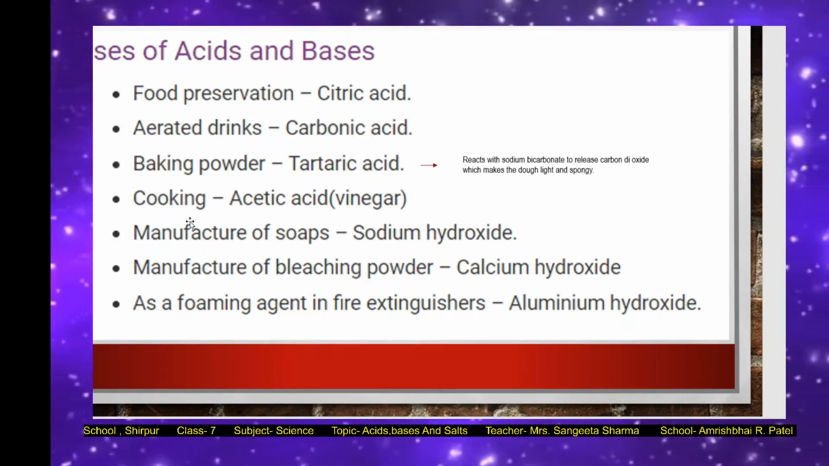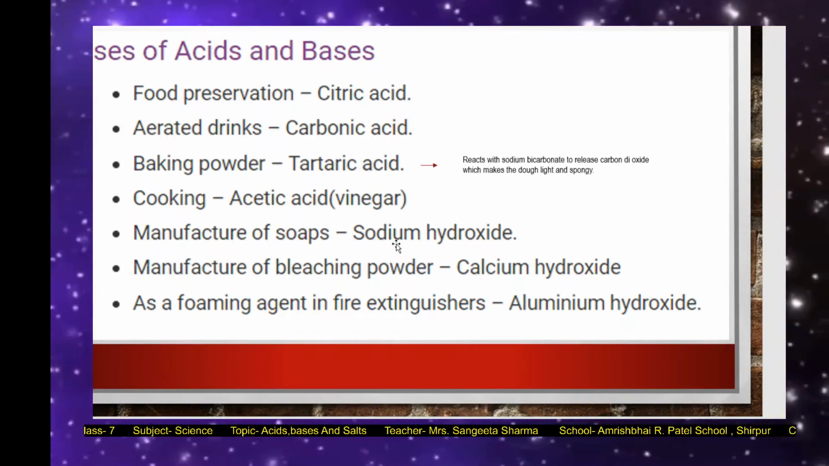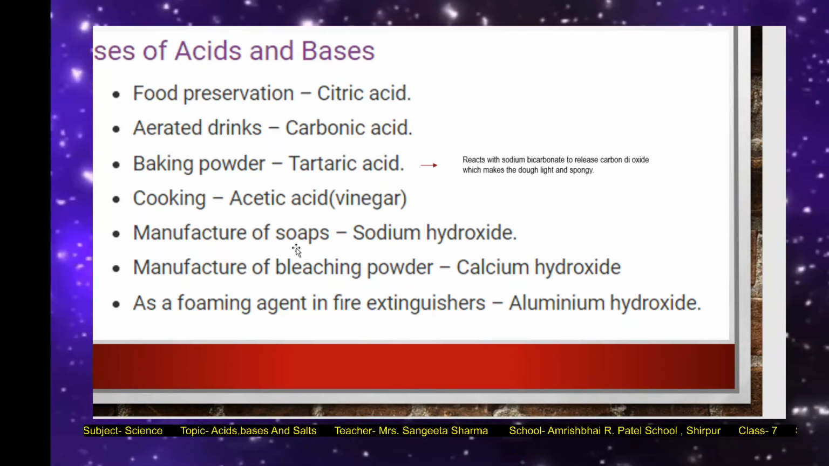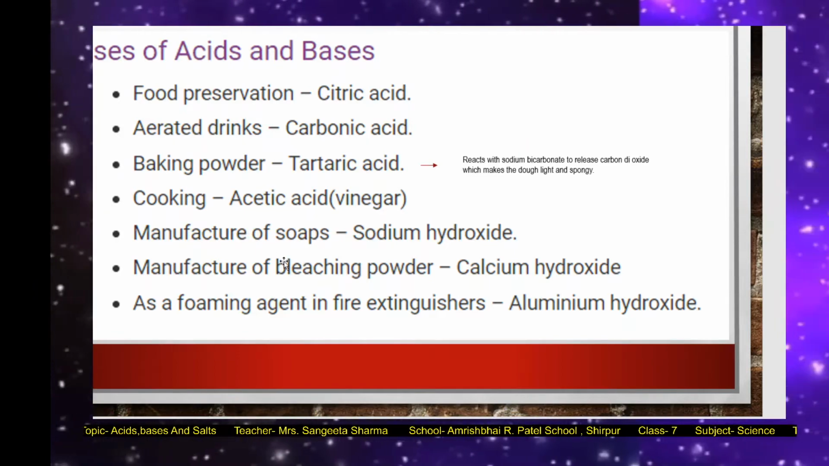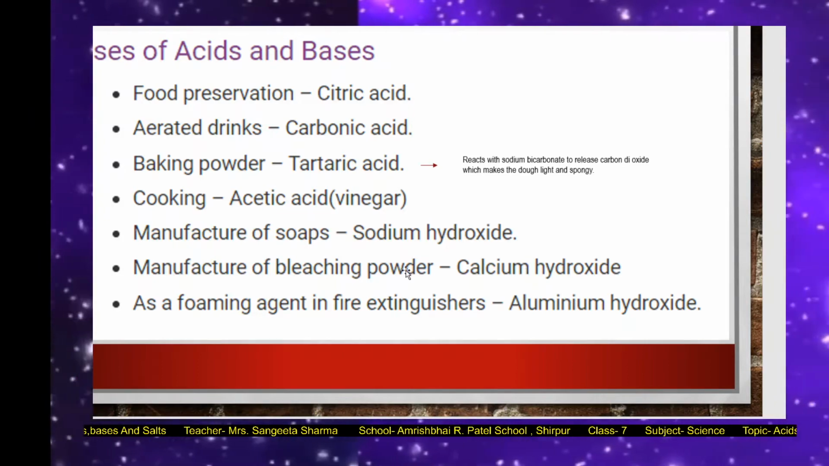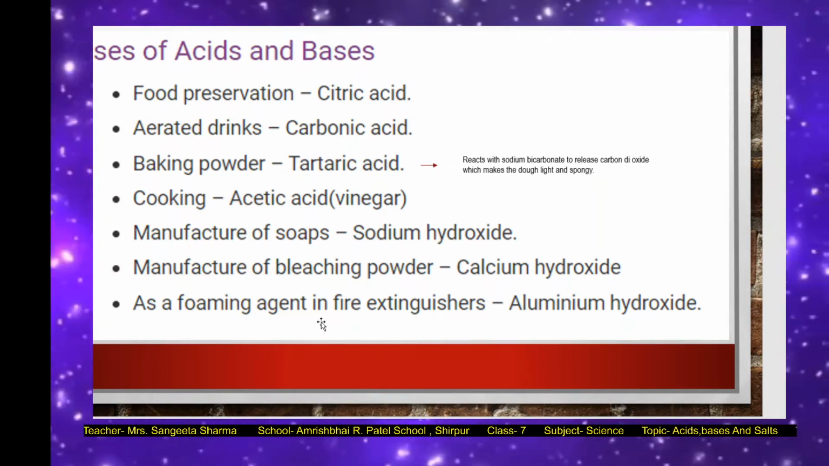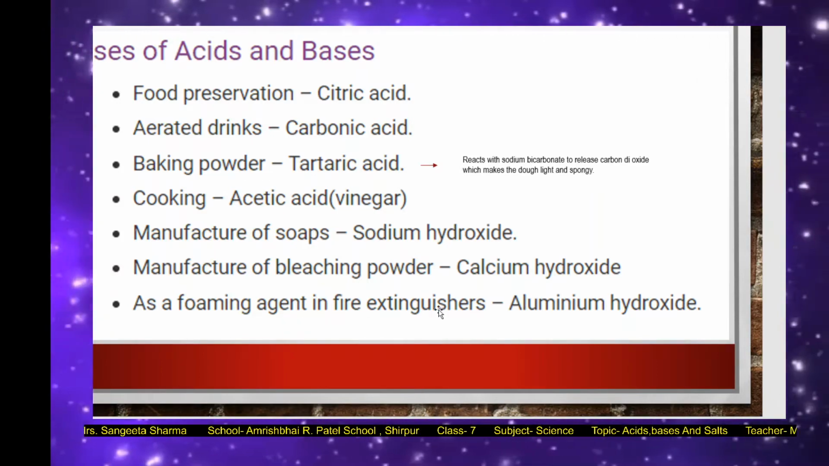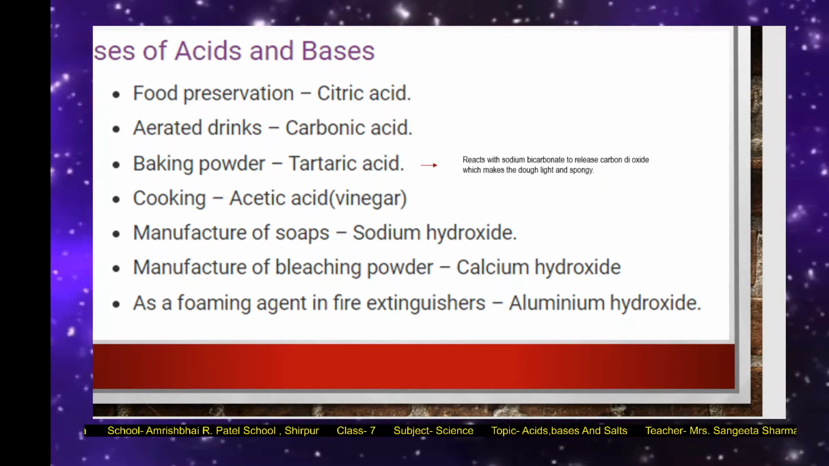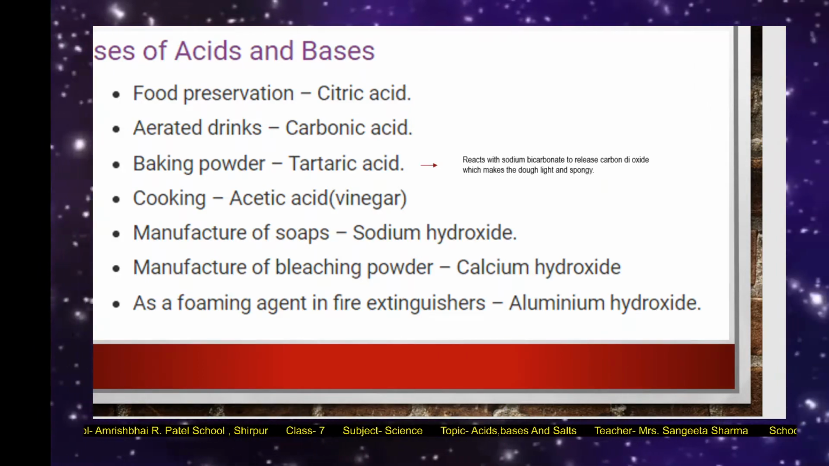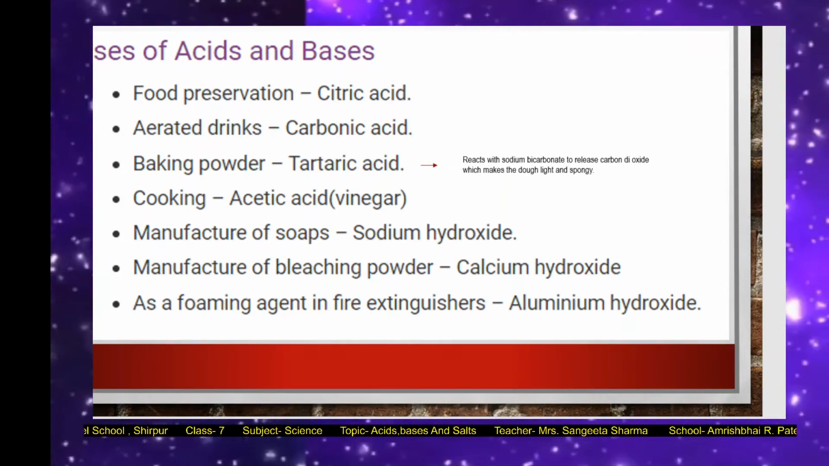Now we use acetic acid like vinegar in our cooking, and sodium hydroxide is one of the major components of soaps, so we use it in the manufacture of soaps. And calcium hydroxide we use in bleaching powder, and aluminium hydroxide we use for making the foaming agent in fire extinguishers. Okay, so now you have understood some uses of acids and bases. There are many more uses, and some we are discussing here.